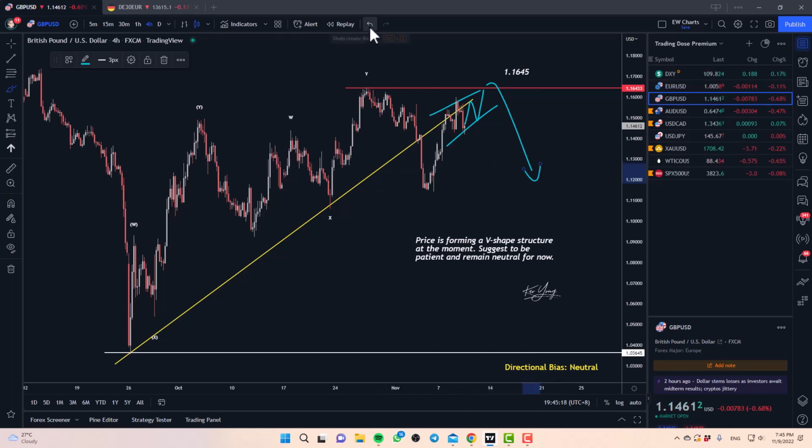Okay, so I think pound dollar and euro dollar are at an area in which we want to be patient, give it more time and see how the market develops first.